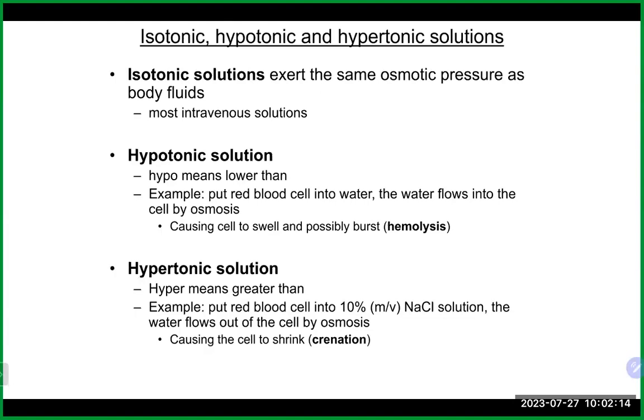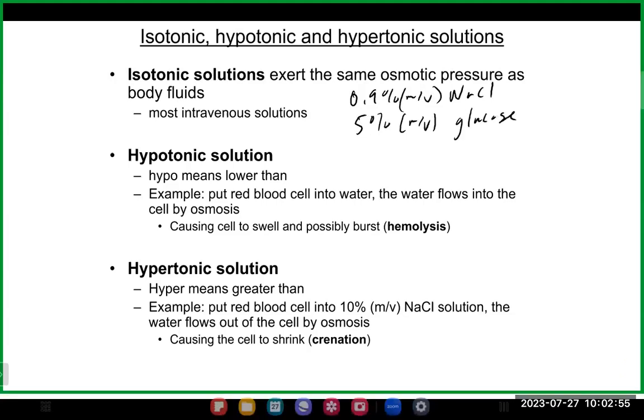Now, there are also 3 ways that we can describe a solution, and that is isotonic, hypotonic, and hypertonic. Isotonic solutions basically exert the same osmotic pressure as body fluids, and they are typically what IVs are. They're isotonic. When we think about isotonic solutions, there are 2 values we think of as being isotonic: 0.9% mass to volume sodium chloride, a saline solution, some type of salt solution, and 5% mass to volume glucose. These are considered isotonic.